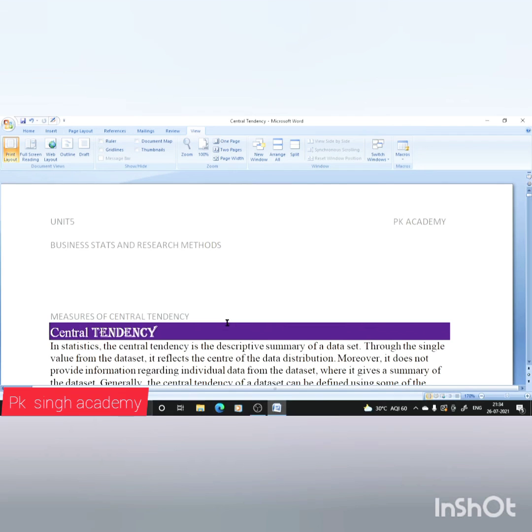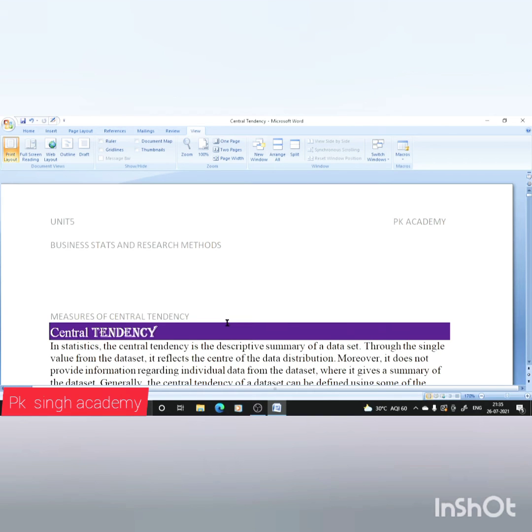Today in this video we will talk about unit 5 of commerce. Unit 5 contains business stats and research methods. There are many topics, so today we will talk about measures of central tendency. First, let's see what central tendency is.